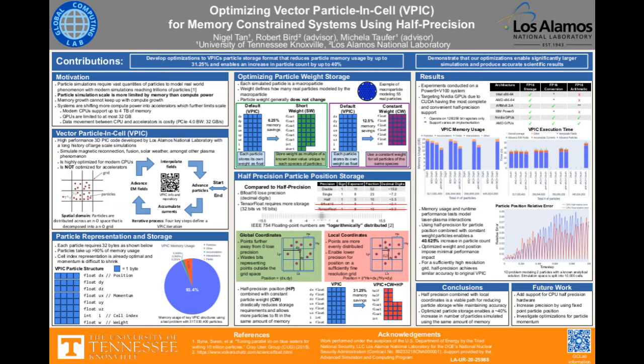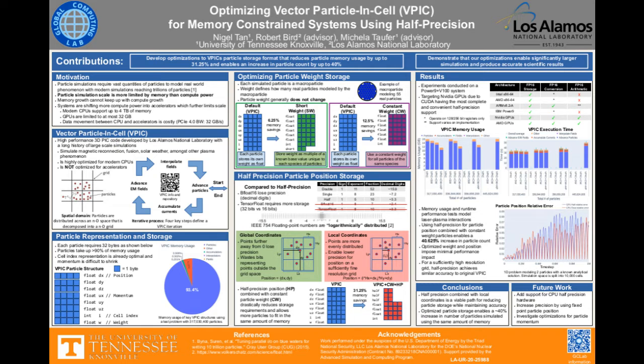We present a suite of optimizations for the VPIC project's particle format that reduces memory usage by 31.25% and enables an increase in particle count by up to 40%. Our optimizations enable significantly larger simulations while maintaining acceptable accuracy and high performance.